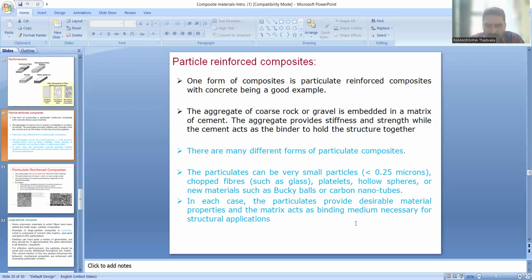In each case, particulates provide desirable material properties. The matrix acts as a binding medium necessary for structural applications. Right? I hope all of you understood what I have discussed so far.